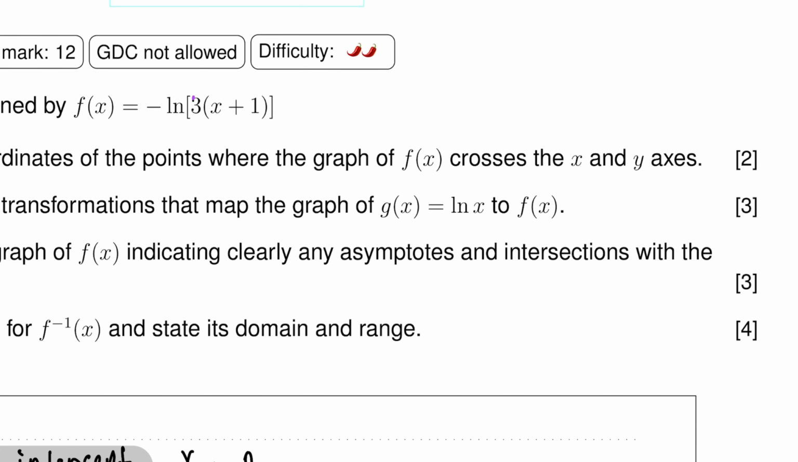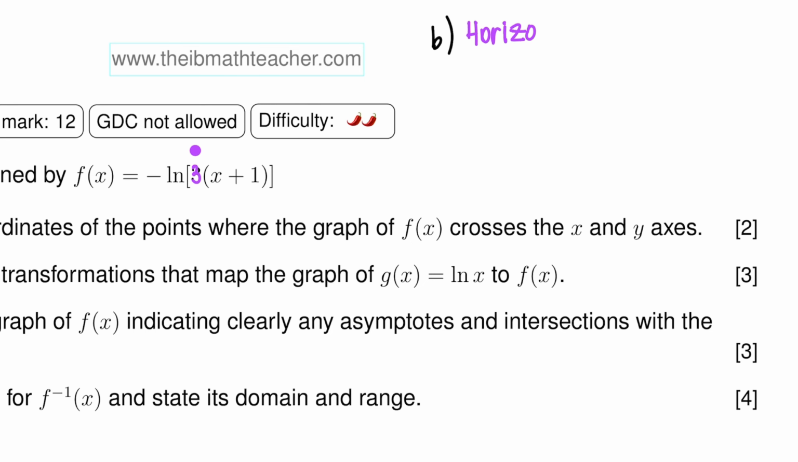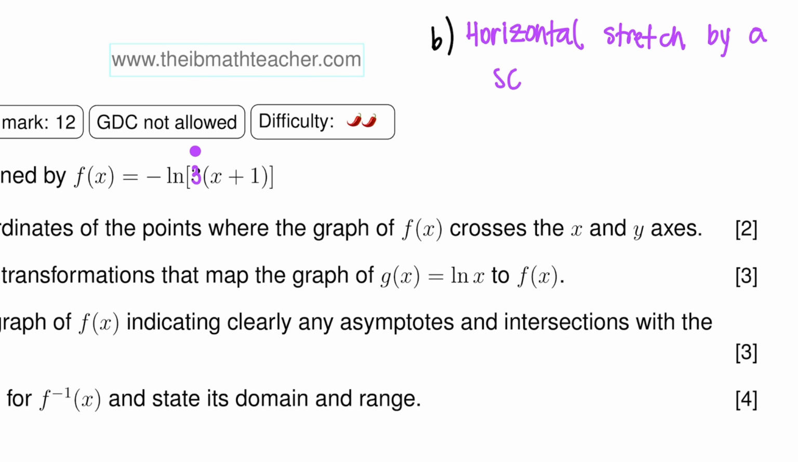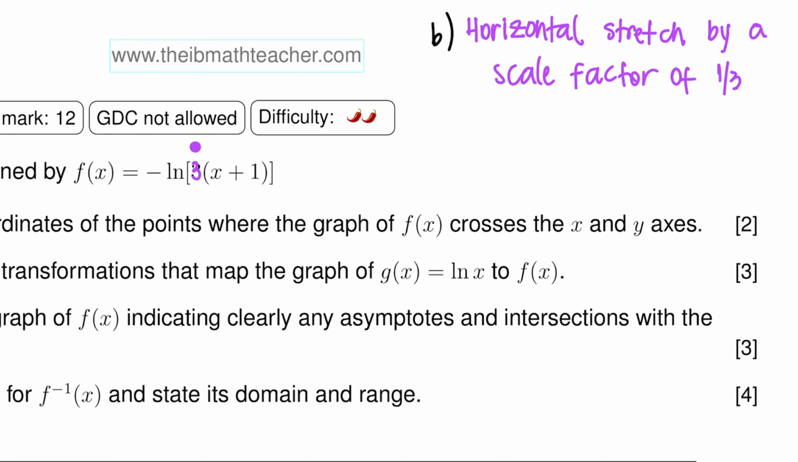Which means that in the appropriate order, this 3 over here is the first transformation that we should state. In this case, we have a horizontal stretch by a scale factor of 1 over 3. Remember that in IB, you don't state compressions as compressions, despite the fact that they look like compressions. You state them whenever they impact the x values as stretches by a scale factor of 1 over the multiple that you have in front of you. So in this case, 3, so 1 over 3. And then we have the last transformation in x, which is this plus 1. So a horizontal shift 1 unit to the left.